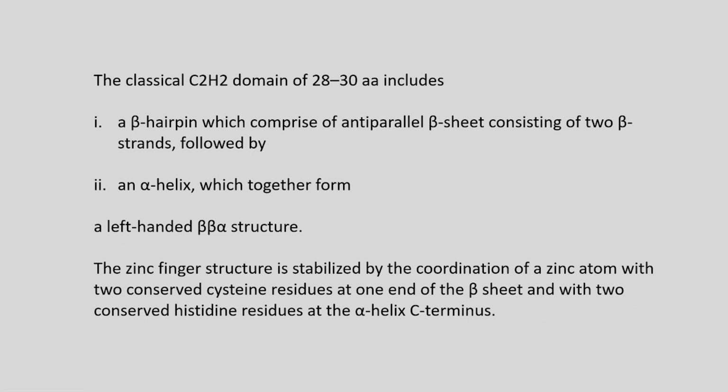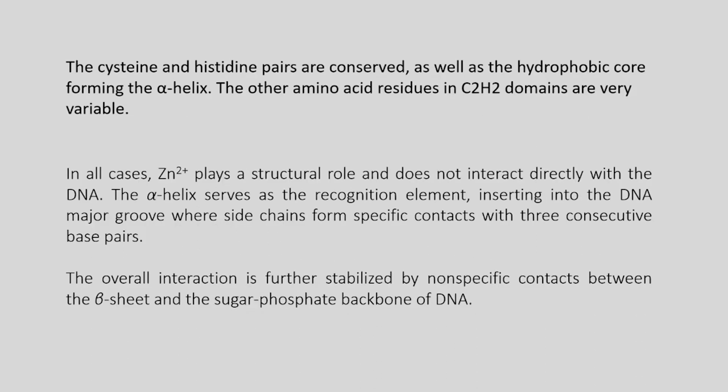The zinc finger structure is stabilized by coordination of a zinc atom with 2 conserved cysteine residues at one end of the beta sheet and with 2 conserved histidine residues at the alpha helix C terminus. Not only are the cysteine and histidine pairs conserved, there is also a highly conserved hydrophobic core forming the alpha helix. The other amino acid residues in C2H2 domains are largely variable. In all cases, the zinc ion plays a structural role and does not interact directly with the DNA.